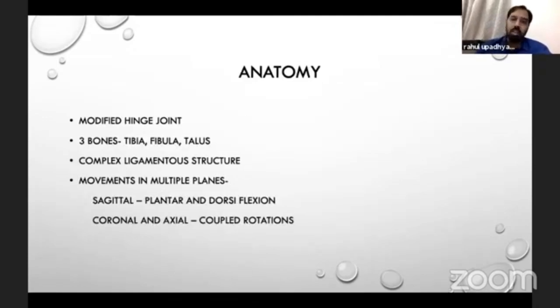So looking at the basic anatomy, it is a modified hinge joint with 3 bones, tibia, fibula, and talus, but with a complex ligamentous structure. So the movements are in multiple planes. We have a sagittal plane movement, coronal plane movement, and an axial plane movement. So it's not just a uniplanar movement, it is a multiplanar movement around the ankle. That's why it is very important to get a perfect anatomical reconstruction once the ankle fracture has occurred.